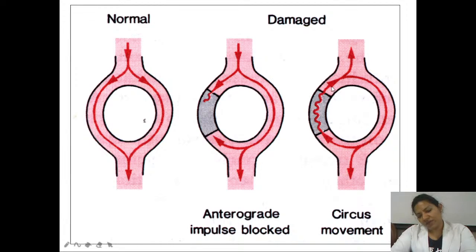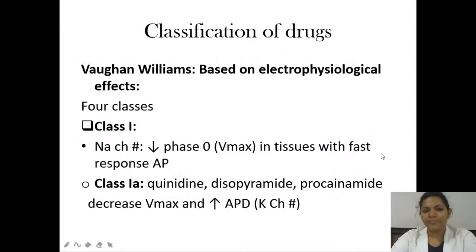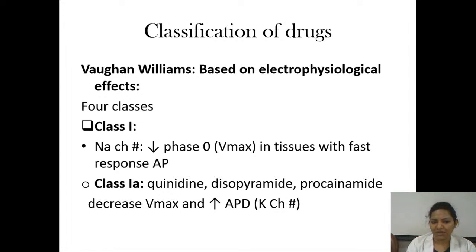So see, if we give a bidirectional block, anterograde block as well as a retrograde block, there will be no chance of this loop formation, right? So we give sodium channel blockers and calcium channel blockers. Now, the classification of the antiarrhythmic drugs is based on electrophysiological effects, and it was given by Vaughan Williams.